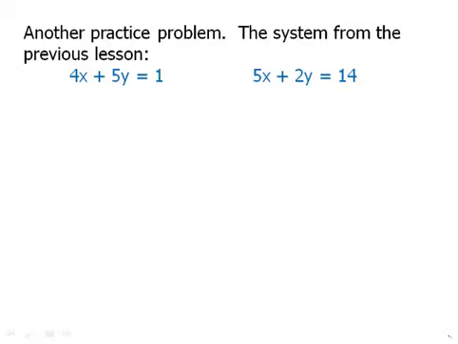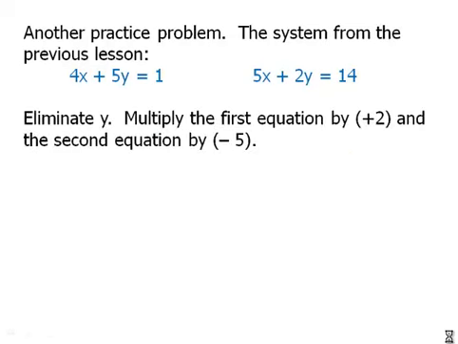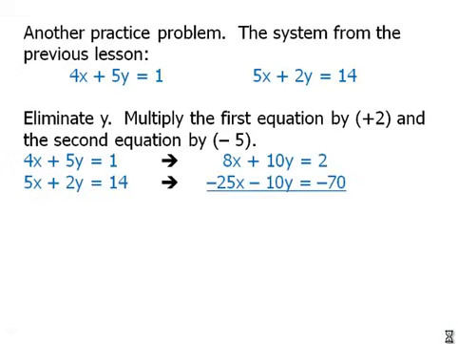Okay, well, let's talk about this. I'm going to choose to eliminate y. We could do either way, but I'm going to choose to eliminate y. I'm going to multiply the first equation by positive 2 and the second equation by negative 5. And what I'm trying to do is get to plus 10y and minus 10y. So when I do those multiplications, these are the equations I get. I multiply every term in each equation.